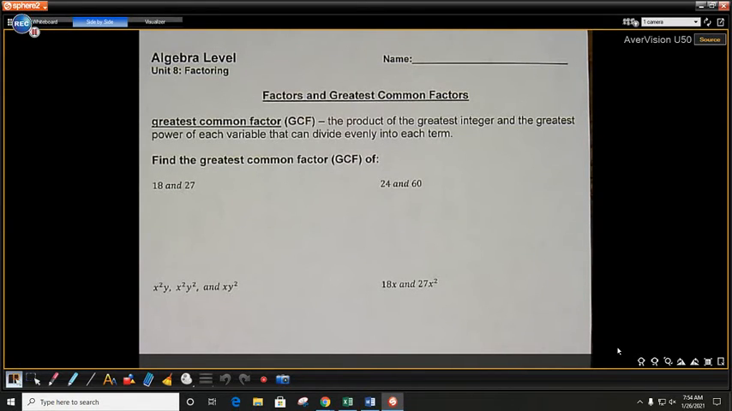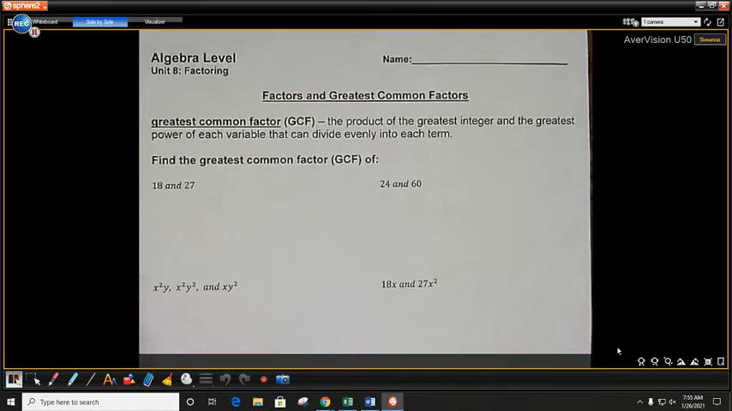Your greatest common factor is the product of the greatest integer, which is your number, and the greatest power of each variable that can divide evenly into each term. So whenever we're finding our greatest common factors, you only want to find numbers that both of them divide evenly into. So you shouldn't have any decimals whenever you are pulling out your common factors.